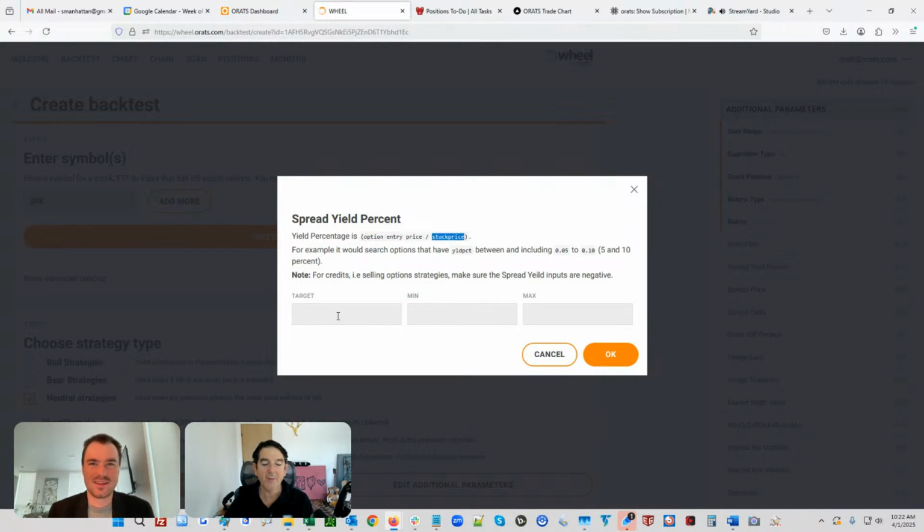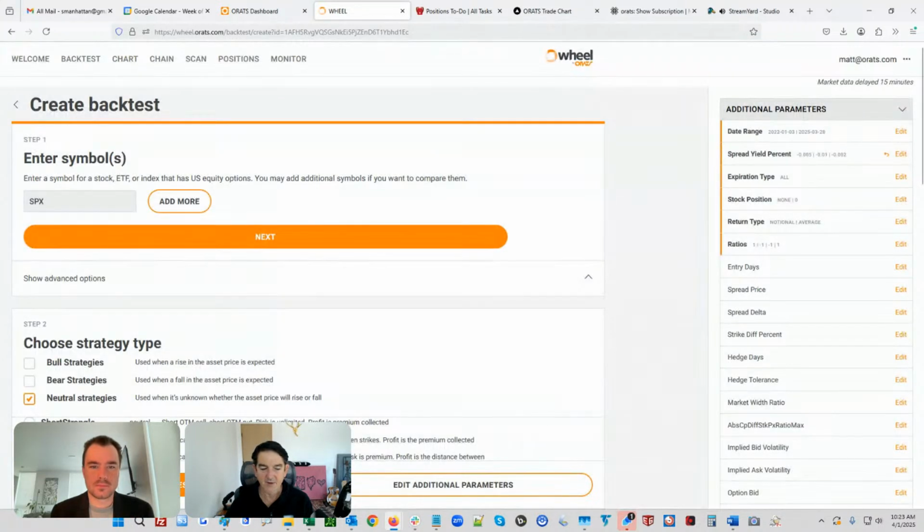So if we want to pay or if we want to do this for a credit even, why don't we just try this for a credit? And it's going to be small. So like 0.5%. And the minimum is like 0.01. And then the max is like 0.02 or something. So if it doesn't find trades within that range, it's just not going to trade that day. Yeah, and it'll look the next day. Okay. So we'll run that.